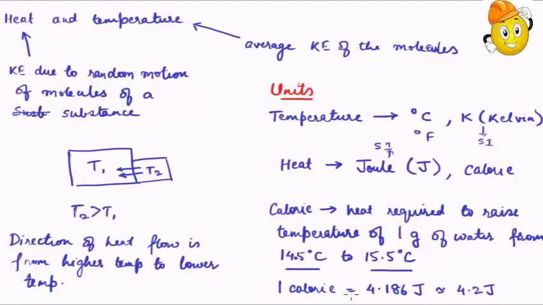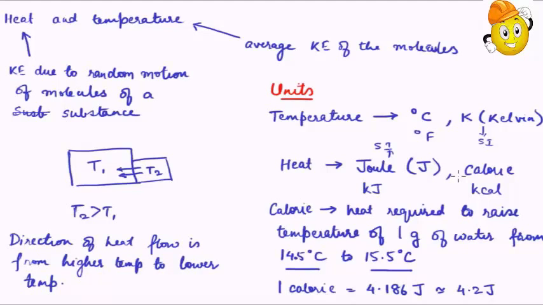There are other units of heat which are kilojoule and kilocalorie. Kilojoule will be 1000 times joule, kilocalorie will be 1000 calories. So with this idea, now we have a holistic picture about heat and temperature. What does this mean? How does heat flow? What are the units of heat and temperature?